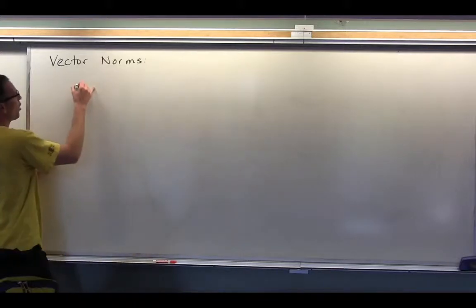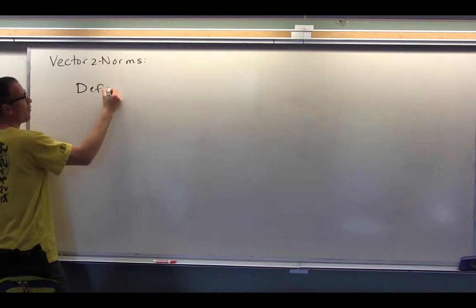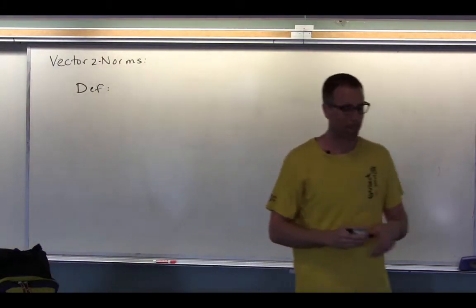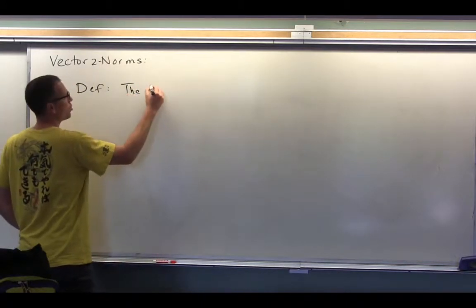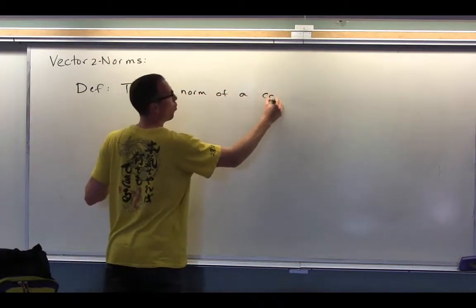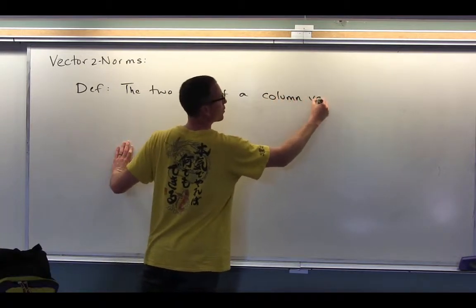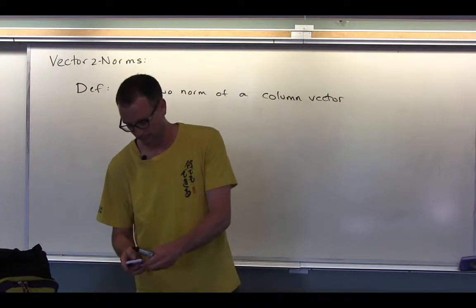So we're now on to what we call vector norms, and we're actually going to work on two norms. So we're going to define a two norm, the two norm of a vector. And we're going to call this the two norm of a, we'll call it for now, column vector.